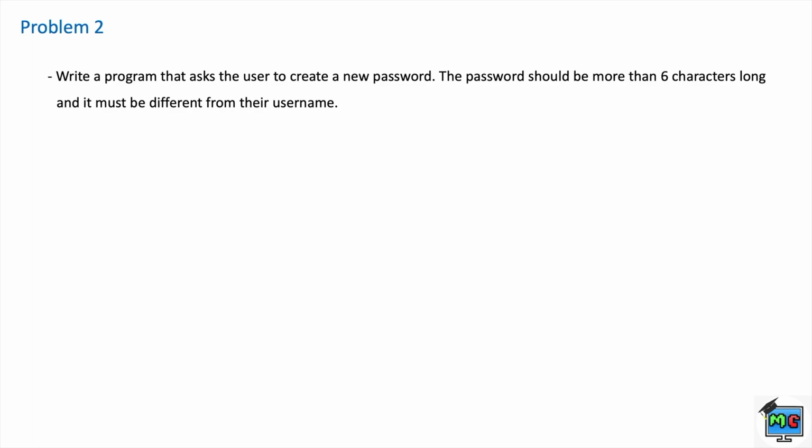Okay, so 2 conditions. First, number 1, it has to be greater than or equal to 6. Minimum 6 characters long, your password. And then, of course, it can't be equal to username, because if the password and the username are the same, it's a problem, so it will give you an error message. If it's not, then it will say the password is valid. Okay, that's the program we want to create.